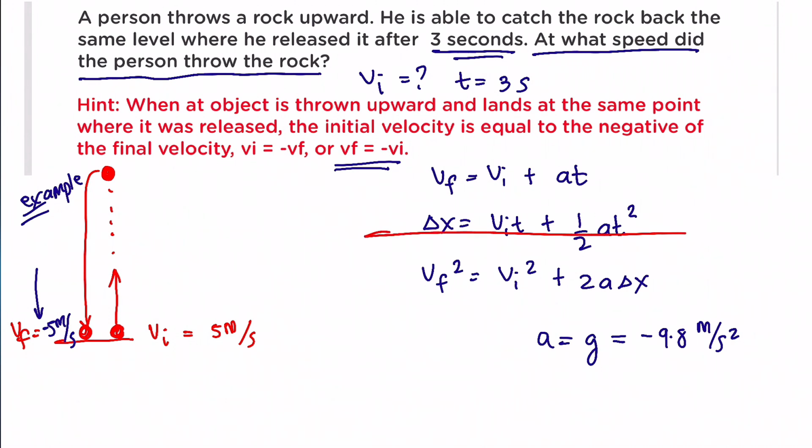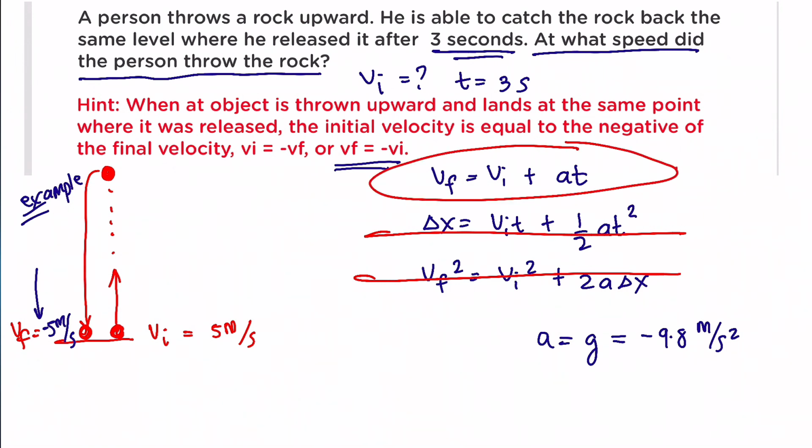We cannot use the second equation. We also cannot use the third. Why can't you use the second equation? Because it has distance. We don't use that because we don't have distance in the given. And that means we also cannot use the third equation because it also uses distance. So therefore, we are left with the first equation. This is what we need to use.